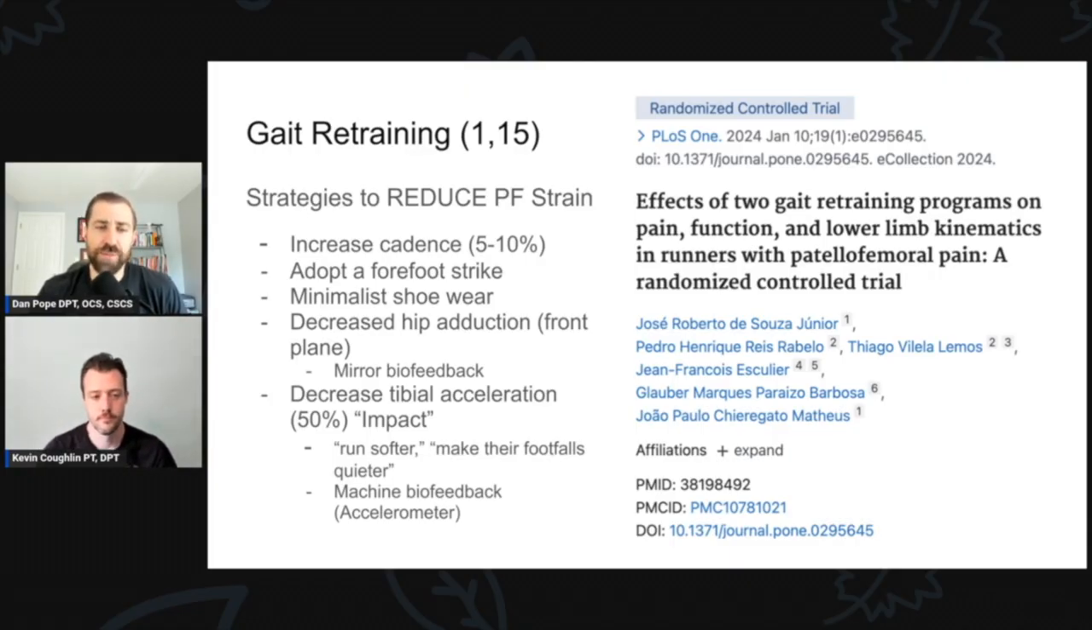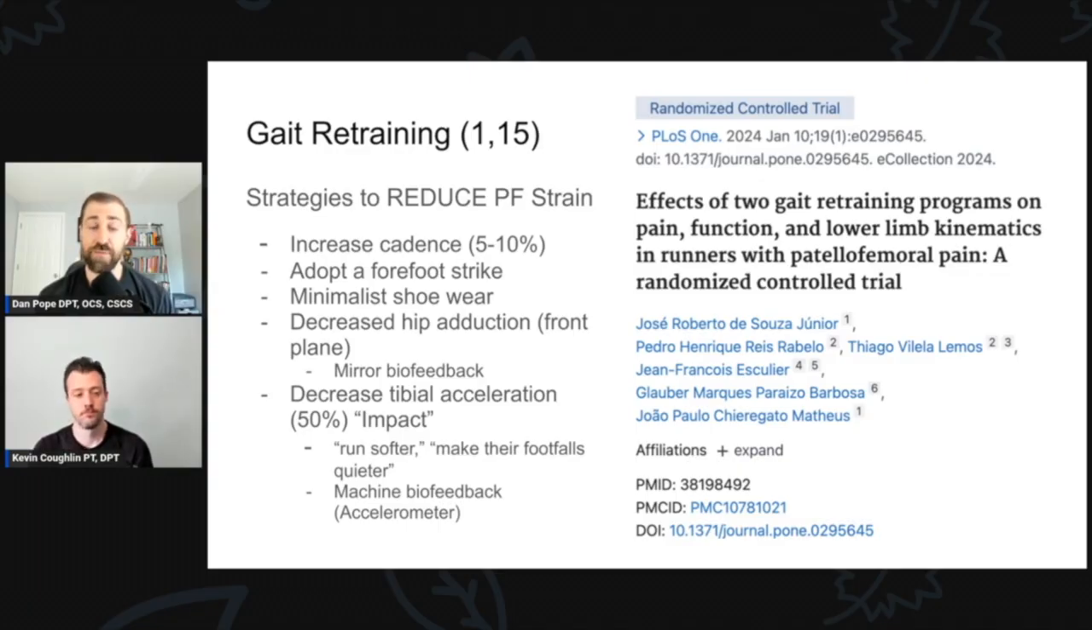They actually had machine biofeedback. They put an accelerometer on the patient and had them run in front of a machine that would tell them if they were running with too much impact. If so, there'd be a ding, and essentially they're trying to avoid the dings. So they're getting feedback to land a little more quietly and reduce impact. What they found is that this was helpful in reducing pain and improving outcomes. So I will say, before I let Kevin talk a bit about this, that for runners, I'm almost always trying to alter some of these if it allows them to run with less pain.